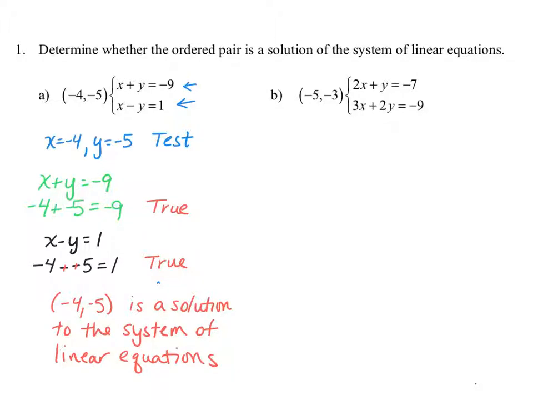Now that also means that if you were to graph both of those linear equations on the same graph paper, those two lines would intersect at the coordinates (-4, -5).